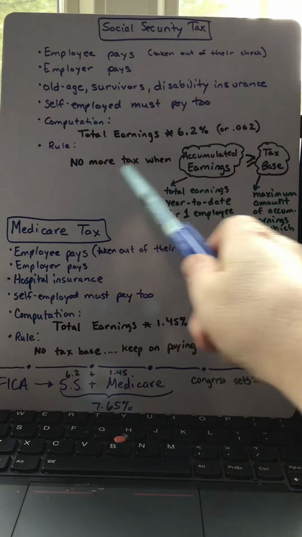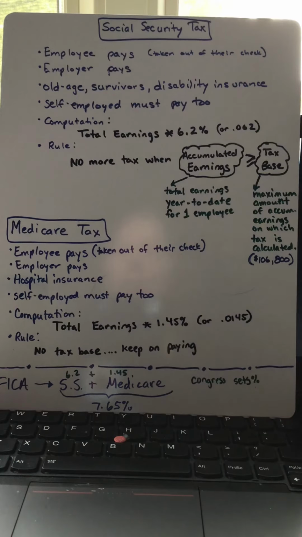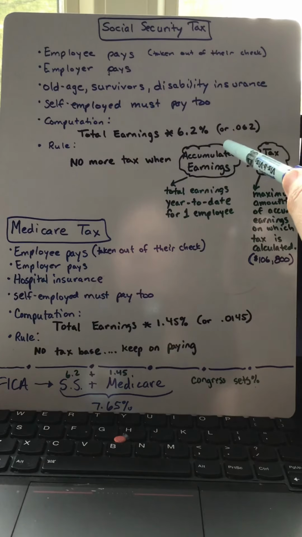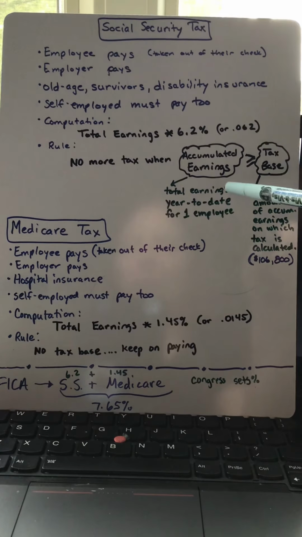So you don't pay any more tax. They don't pay in any more Social Security once your accumulated earnings, which we talked about in the last section too, once your accumulated earnings for the year is greater than this tax base. So again, total earnings year to date for one employee is greater than or equal to the tax base, which right now is $106,800. Okay, but it's the maximum amount on which tax is calculated.